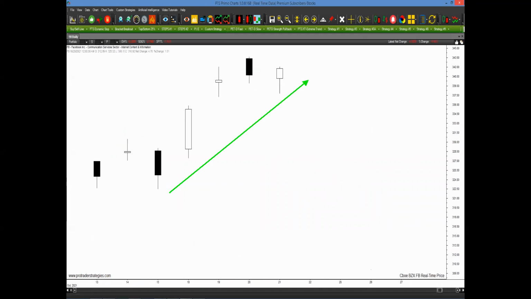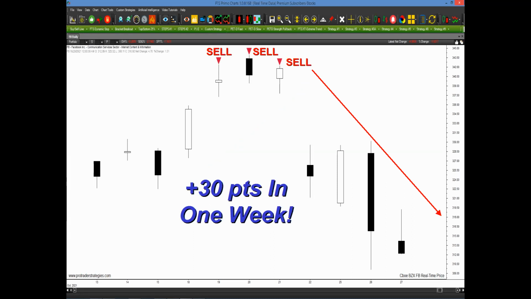How about Facebook, okay? This has been going up. Obviously, we're in an uptrend, right? I mean, it's got to go higher, right? It looks strong. Well, not really. If you knew the requirements of strategy number 9, you would know that that was just a little bounce in an overall downtrend. It had a cluster of sell signals here, very high probability setups, and this was coming into November, 30 points in 1 week.